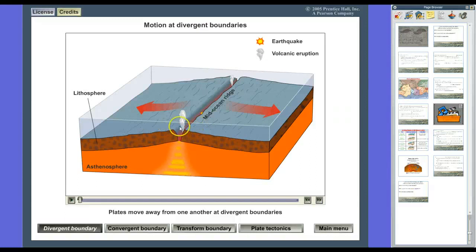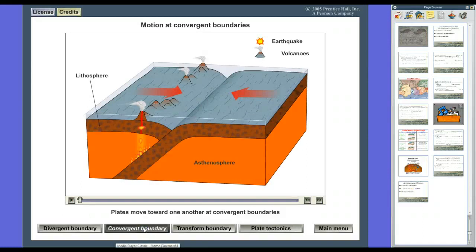Okay, so we have new magma coming up from the hole where it's being pushed away, and you're going to have volcanic eruptions and earthquakes. So let's hit play, and notice you have volcanic eruptions, new lava comes out, and occasionally you'll have an earthquake where the rocks are jarred and they're moving away from each other.